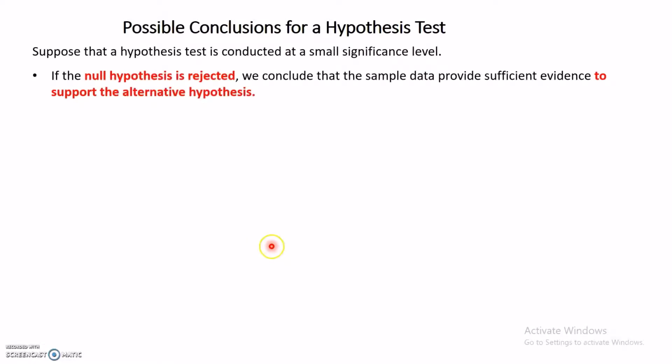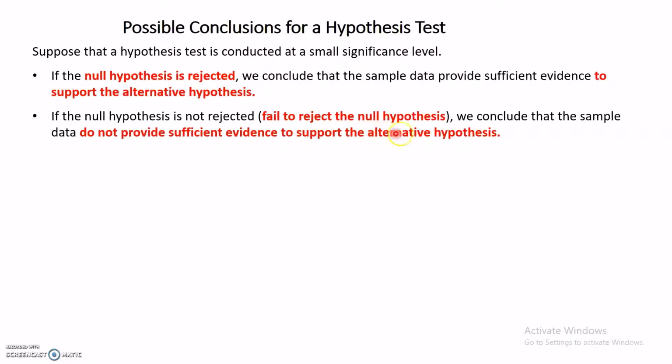Suppose that a hypothesis test is conducted at a small significance level. If the null hypothesis is rejected, we conclude that the sample data provide sufficient evidence to support the alternative hypothesis. If you are rejecting the null hypothesis, it means our sample data suggests we have enough evidence to support the alternative hypothesis. And if we fail to reject the null hypothesis, we conclude that the sample data do not provide sufficient evidence to support the alternative hypothesis. Right?